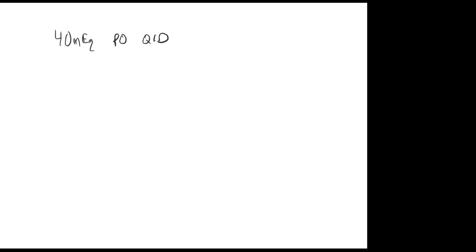And then I asked, how many hours is that split up? Another way to write QID is Q6H. I think it's in your packet. Why is it Q6H? Because every 6 hours is the same as 4 times a day. 6 hours occurs 4 times in a 24-hour period. Yes, thank you so much.